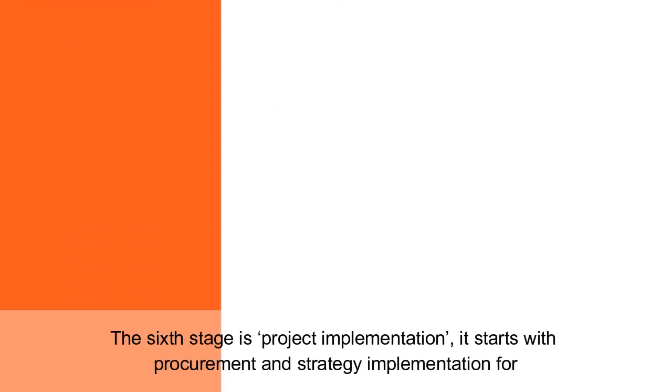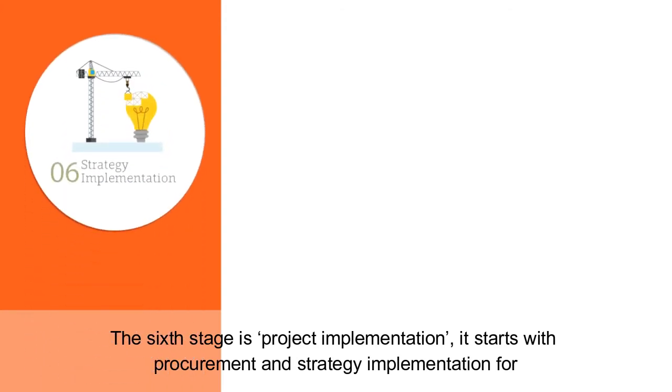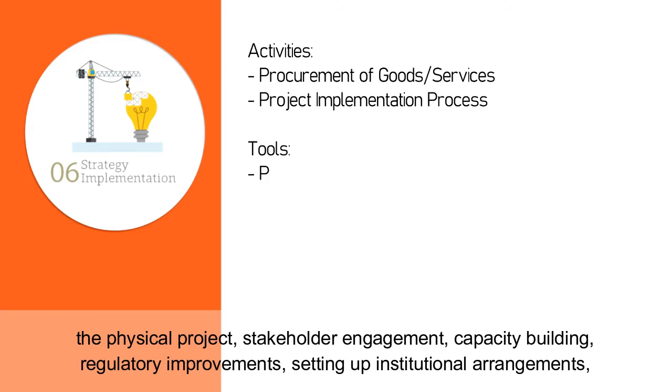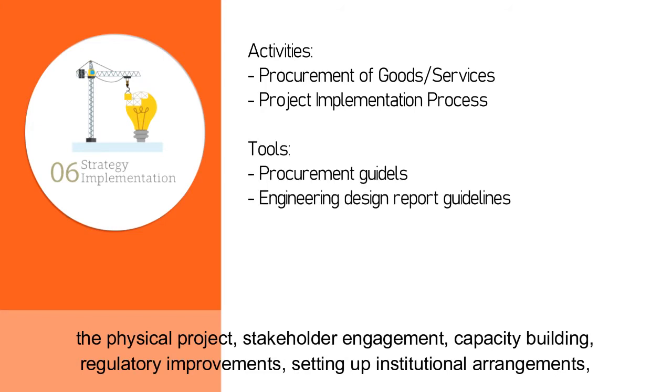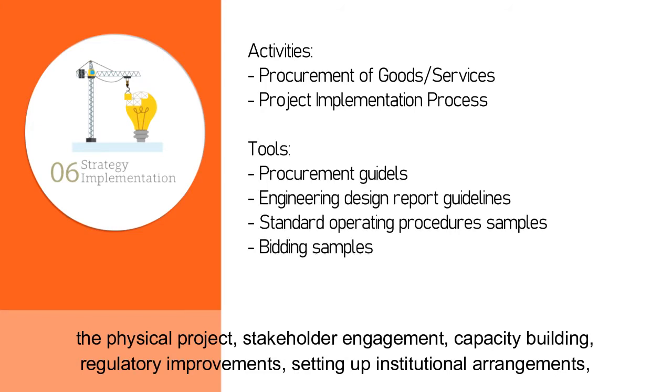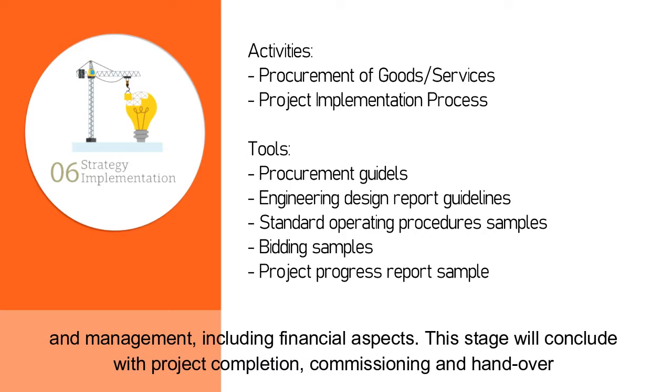The 6th stage is project implementation. It starts with procurement and strategy implementation for the physical project, stakeholder engagement, capacity building, regulatory improvements, setting up institutional arrangements, and management, including financial aspects. This stage will conclude with project completion, commissioning, and handover.